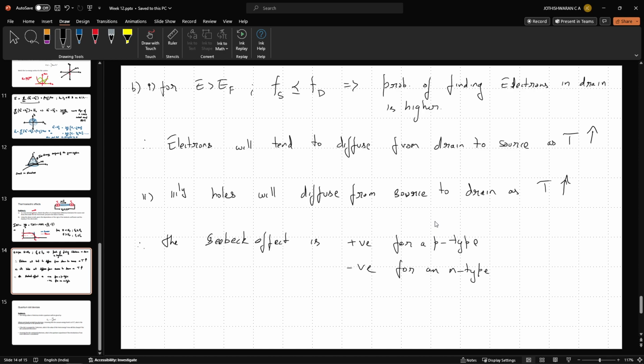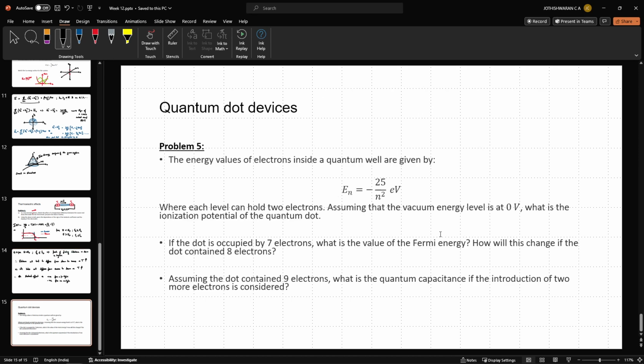Similarly, you can also look at the Peltier effect. The energy transfer there is explained in the slides, so I'll just simply direct you there. And if you understand those things, you should be more than comfortable with answering the associated assignment questions. So with that, we come to the final topic of today's discussion, which is quantum dot devices.